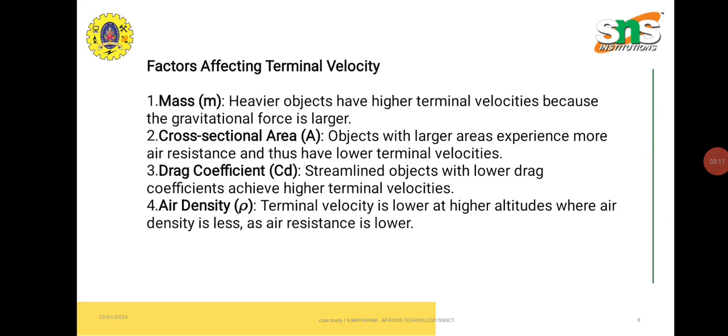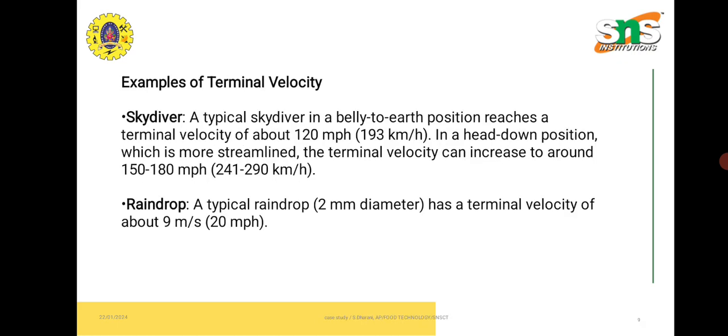Mass: heavier objects have higher terminal velocity because the gravitational force is larger. Cross-sectional area: objects with large areas experience more air resistance and thus have lower terminal velocity. Drag coefficient: streamlined objects with lower drag coefficient achieve higher terminal velocities. Air density: terminal velocity is higher at higher altitudes where air density is less, as air resistance is lower.